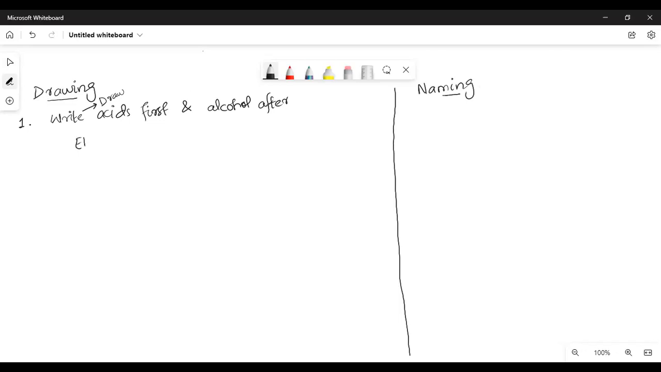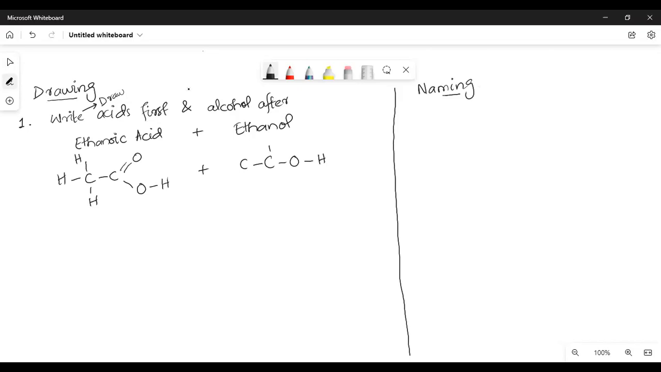So in this case, we were supposed to start with ethanoic acid. So I'm going to draw the acid so that I can explain my point. The first point being, we write the acid first, we write the alcohol after. So the whole acid structure is something like this. This is our acid, ethanoic acid. And this is our alcohol. Our alcohol was supposed to be ethanol. So here's the structure for ethanol. This is your first step. As easy as it may seem, you just got to remember the whole order: acid first, alcohol after.